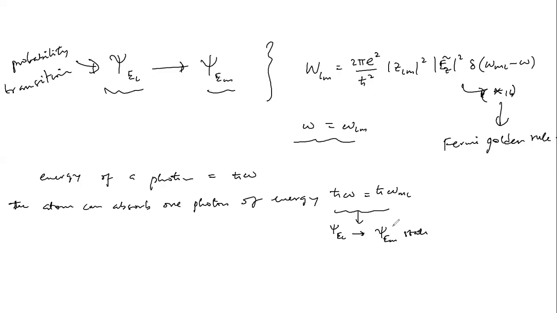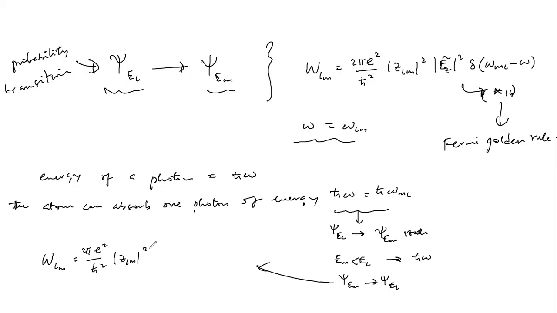Okay, that's state functions. Also, if EM is less than EL, the corresponding process corresponds to the spontaneous emission of a single photon of energy h cross omega. While the atom drops from this state, the higher state, to the lower state, with the transition probability now given as WLM for the 2 pi electronic charge, h cross squared, ZLM squared, E times Z squared, delta omega L. So this is 17.